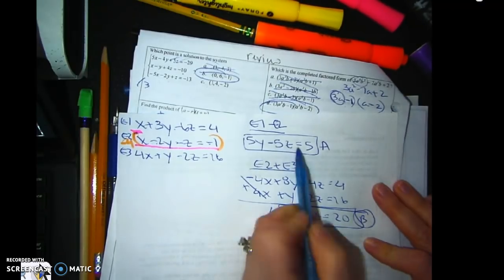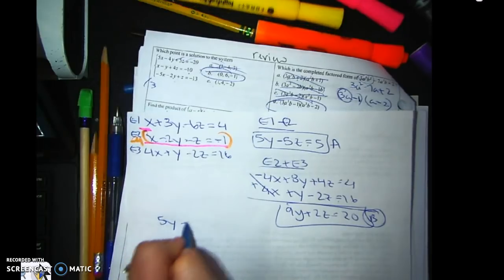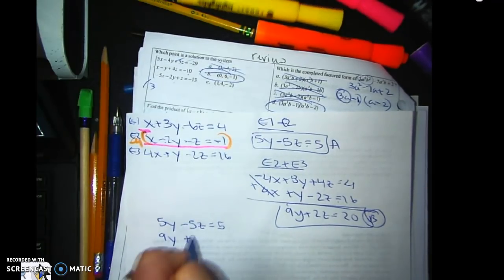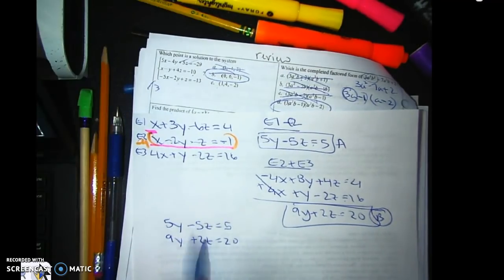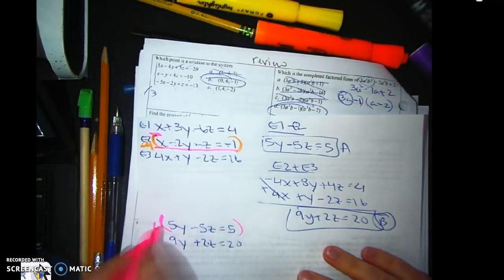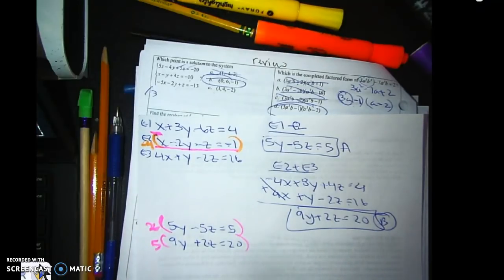All right, I have A and I have B. So now I'm going to go 5y minus 5z equals 5, 9y plus 2z equals 20. I'm going to choose to eliminate the z because one of them is already negative. So I'm going to give this a 2. And I'm going to give this a 5. Make sure to multiply it to everything.